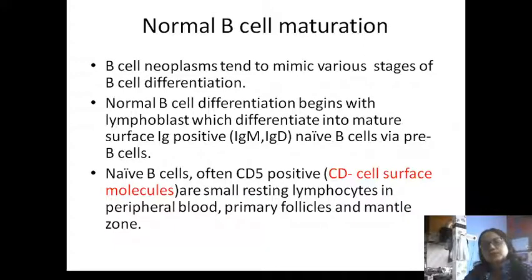Now before going into the lymphomas, we must discuss a little bit about the normal maturation of B and T cells. B cell neoplasms, once again I am saying that it mimics various stages of B cell differentiation. A normal B cell differentiation begins with a lymphoblast, which differentiates into mature surface immunoglobulin positive naive B cell via pre-B cell. Naive B cells are often CD5 positive. CD means a cell surface molecule, and they are small resting lymphocytes in the peripheral blood, in the primary follicles, and in the mantle zone of lymph nodes.